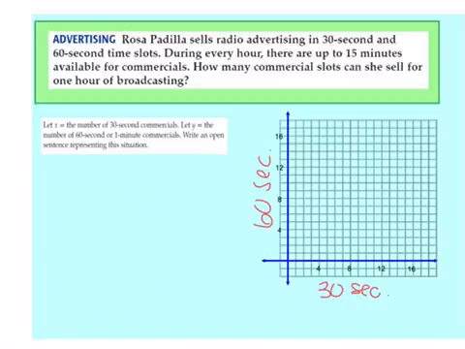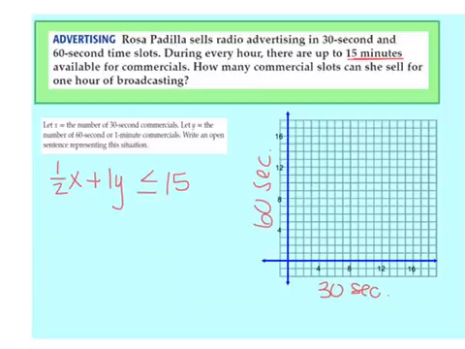So 30-second commercials are half of a minute. So since I'm in minutes right now, I'm going to write everything in minutes. So I get 1/2 X for my 30-second commercials, plus 1-minute commercials are my Y, so 60 seconds is 1 minute, so I get the 1Y. It has to be less than or equal to that 15 minutes total that I'm allowed.